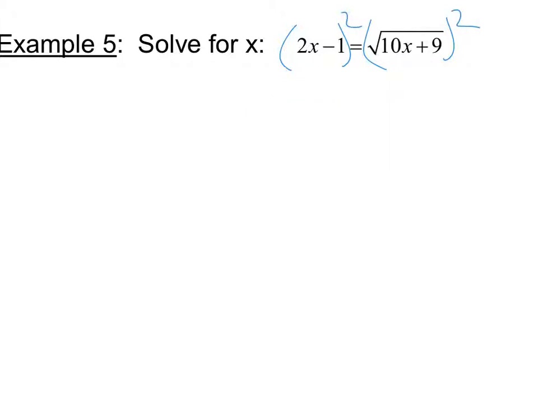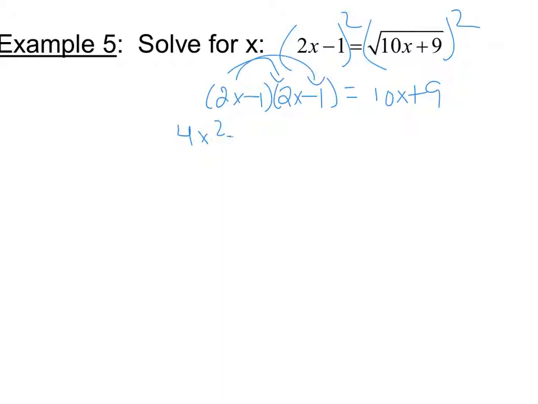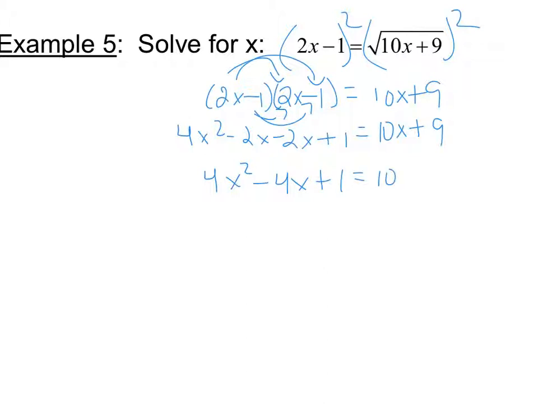Rather than thinking about the rule that we could follow, realize that 2x minus 1 squared means 2x minus 1 times 2x minus 1. This equals 10x plus 9. It just gets rid of the square root. Now if we multiply things out, you get 4x squared minus 2x minus 2x plus 1 equals 10x plus 9. So I have 4x squared minus 4x plus 1 equals 10x plus 9.